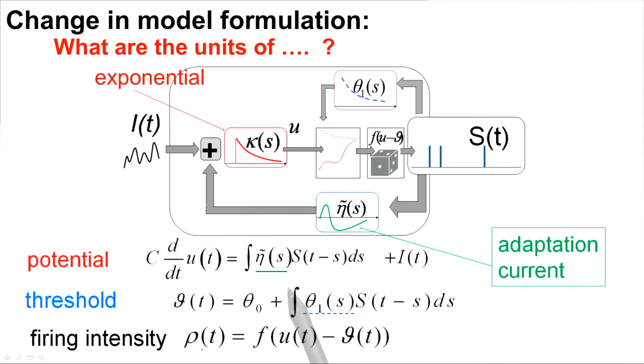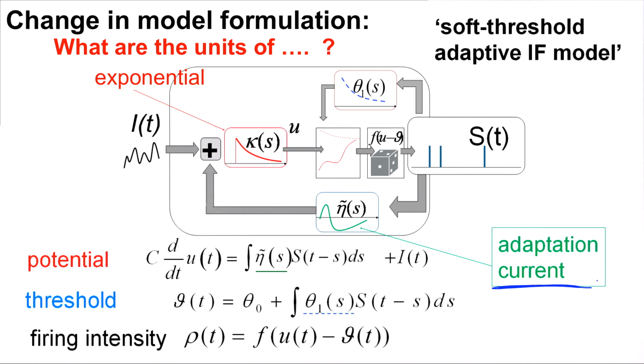So what are the units now? Well, I have here units of current. This is a current. So the total thing should be also a current. ds means integration. S is a sequence of delta pulses. If I integrate out the time, they disappear, so eta has units of current. It's really an adaptation current. Now this formulation with the differential equation can be called a soft threshold because I have this escape rate function, adaptive because I have theta 1 and eta, integrating fire. It's integrating fire because I have this differential equation model.